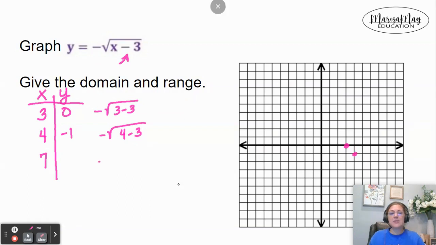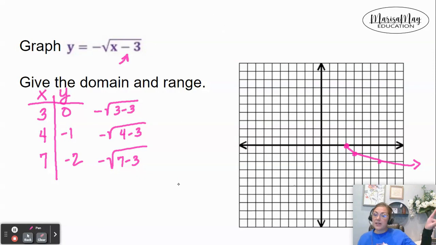All right, then let's do 7. And I've got 7 minus 3, which is 4. Square root of 4 is 2. Put a negative on it, gives me negative 2. So I plot (7, negative 2). So you can see my graph is going in this direction.